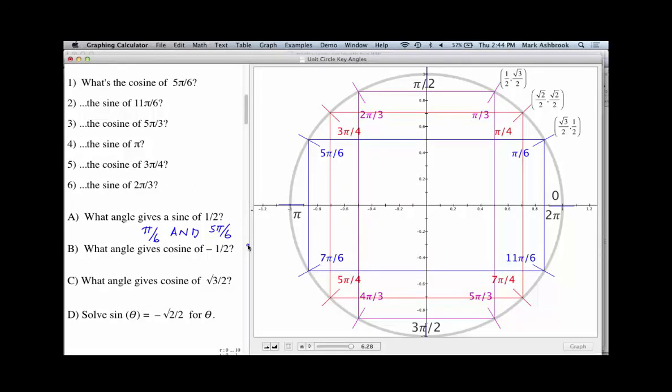All right, so what angle gives a cosine of -1/2? What gives a cosine of -1/2? Walter, what angle gives a cosine of -1/2? 4 pi over 3? And what else? 2 pi over 3, right? So here's our -1/2 for cosine. So 2 pi over 3 and 4 pi over 3.